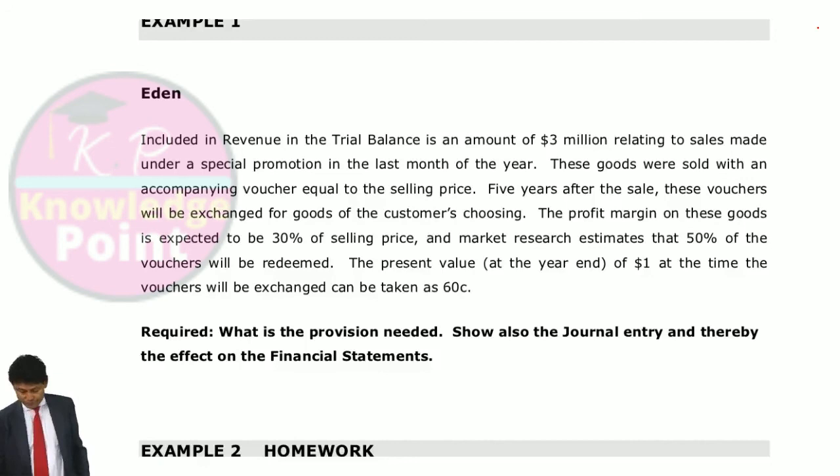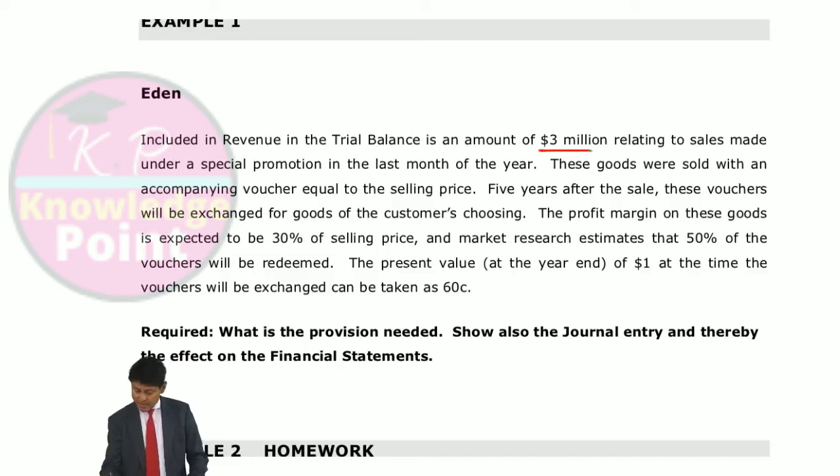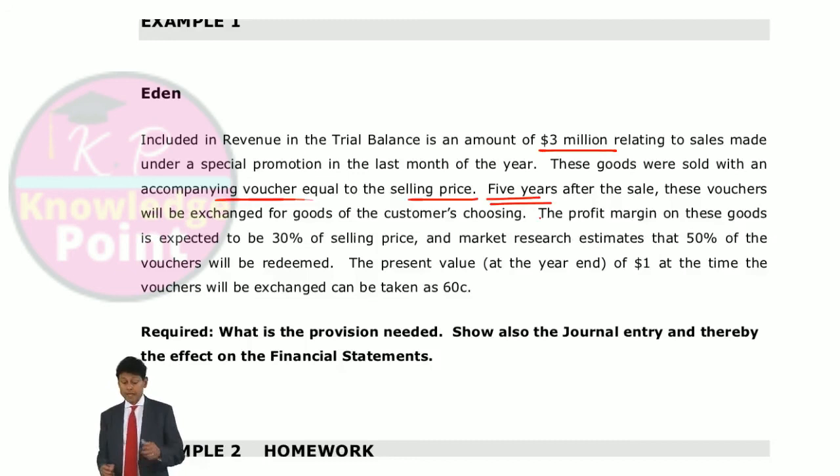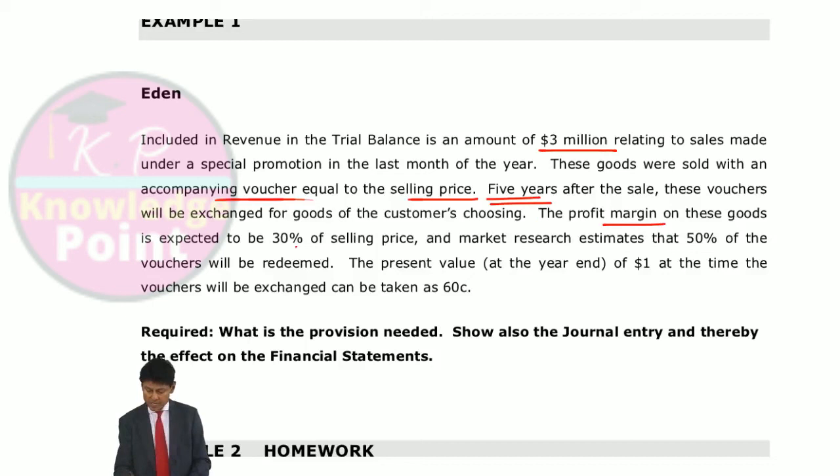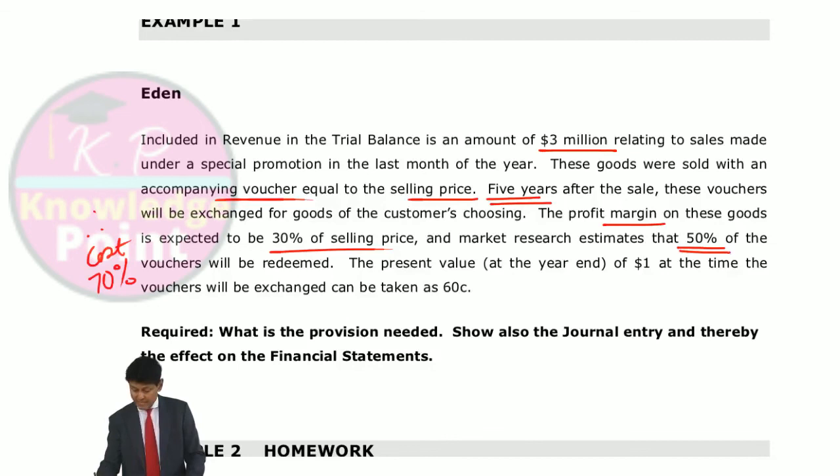So included in revenue is an amount of $3 million relating to sales made under special promotion in the last month of the year. They sold with an accompanying voucher equal to the selling price. 5 years after the sale, these vouchers will be exchanged for goods of the customer's choosing. So I can come back to you and use this piece of paper that you gave me when I first bought goods from you, and I can use that to claim some goods from you free. The profit margin on these goods is said to be 30% of the selling price. Therefore, the cost, I suppose, is 70%. And market research estimates that 50% of the vouchers will be redeemed. The present value at the end of year one at the time the vouchers will be exchanged can be taken as 60 cents. So that's like a present value factor of 0.6.